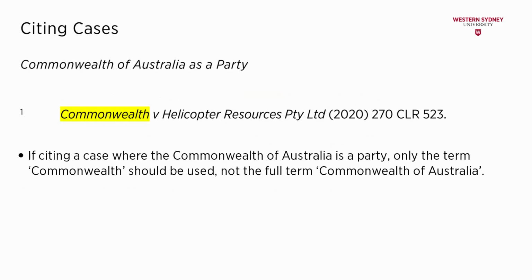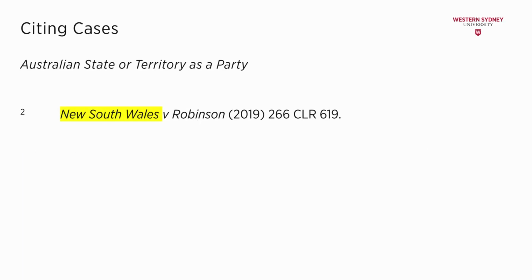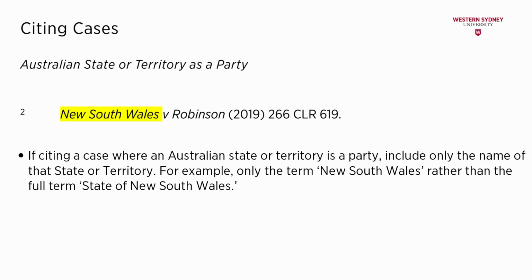If you were citing a case where the Commonwealth of Australia is a party, only the term Commonwealth should be used, not the full term Commonwealth of Australia. If you're citing a case where an Australian state or territory is a party, include only the name of that state or territory. For example, only the term New South Wales rather than the full term State of New South Wales.